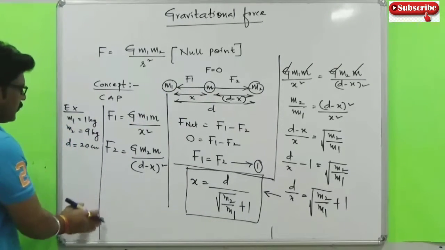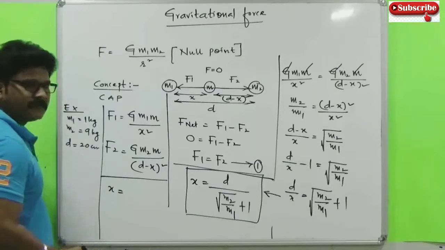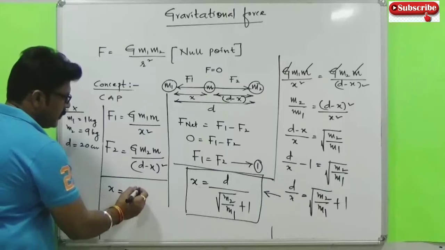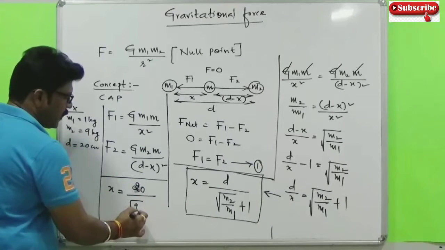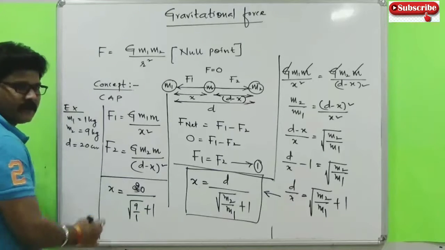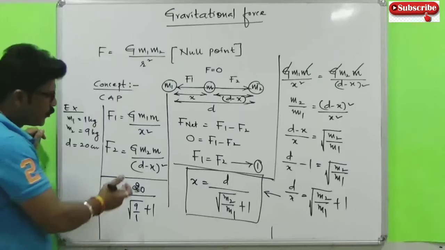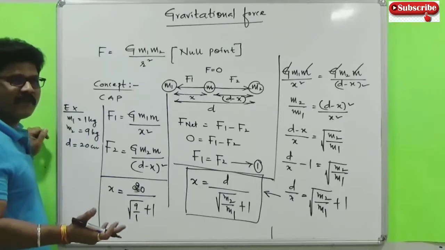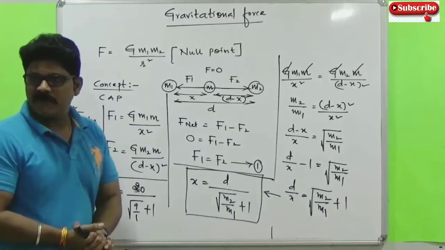At what distance means, if I substitute here, x is equal to d by, so that is d, which is 20 centimeters, divided by under root of 9 by 1 plus 1. The under root of 9 is how much? 3. 3 plus 1, 4. 20 by 4, how much is it? 5. That means this is 5 centimeters. This is nothing but 15 centimeters.